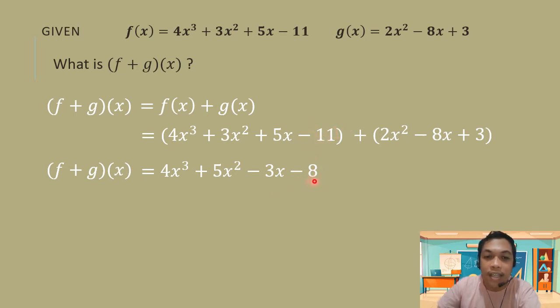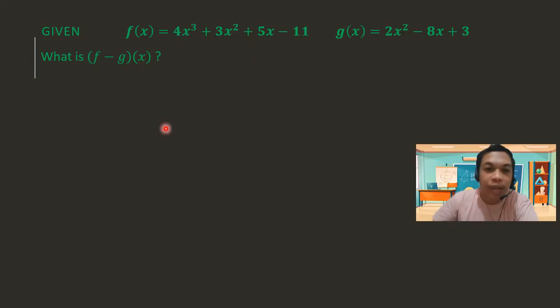So, we have negative 8. So, f plus g of x, that is 4x cubed plus 5x squared minus 3x minus 8. Okay, using the same given, punta naman tayo sa subtraction. So, what is f minus g of x?